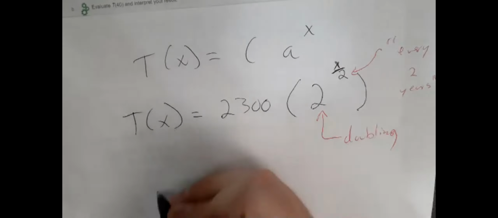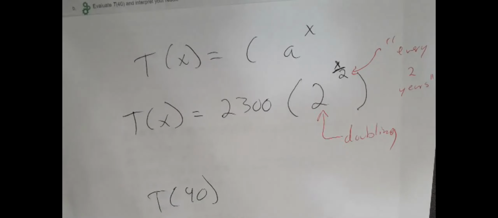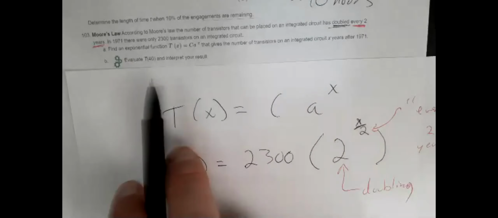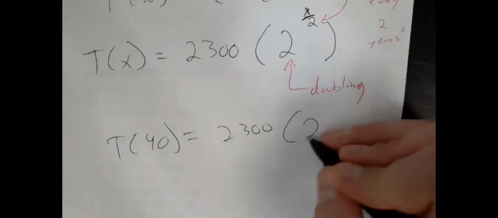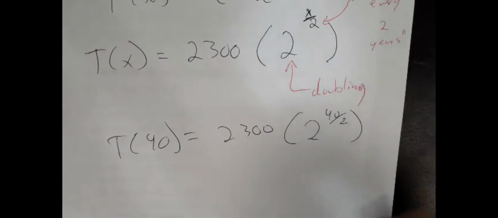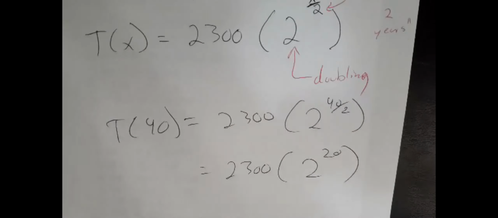Okay, so we want to do T of 40. Are they giving us an X value or a Y value? They're giving us an X value, which I believe is the years, right? So this should be a straightforward crunch calculation. We're going to take 2300 times 2 to the 20th power, since 40 divided by 2 gives 20. We're going to double it 20 times, times 2300, which gives a ridiculously huge number.